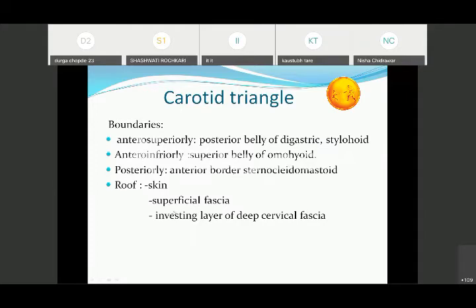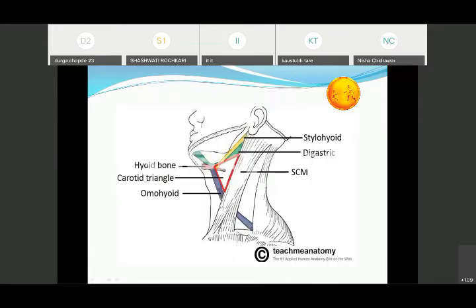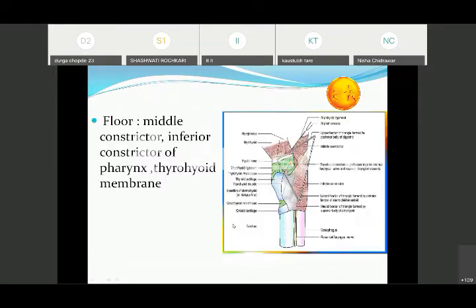Again, the roof is covered by the skin, then the superficial fascia, which again contains the same: platysma, the cervical branch of the facial nerve, and the transverse cutaneous nerve of the neck. Then the investing layer of the deep cervical fascia. The floor of this carotid triangle.